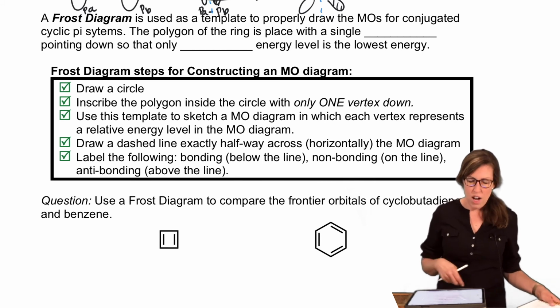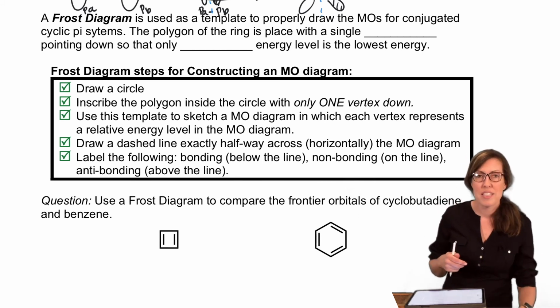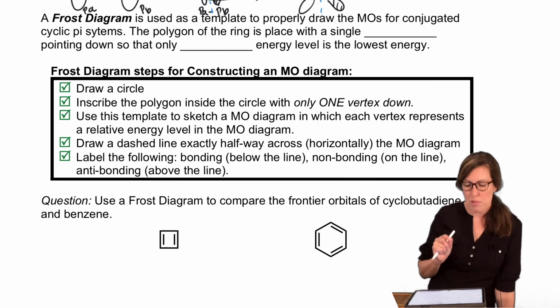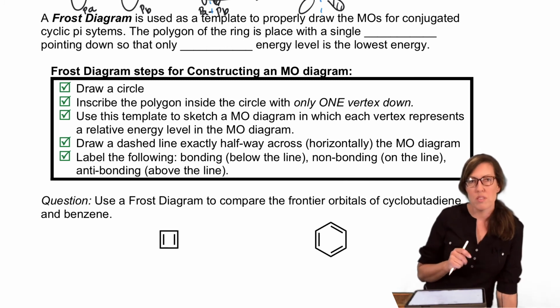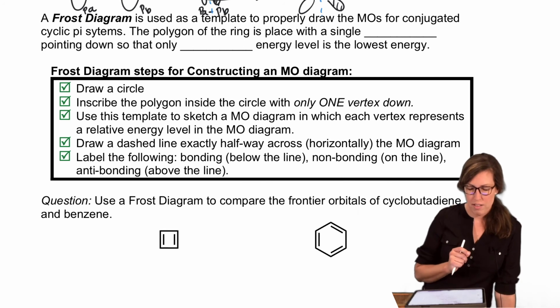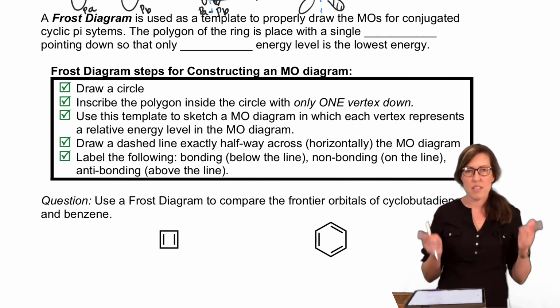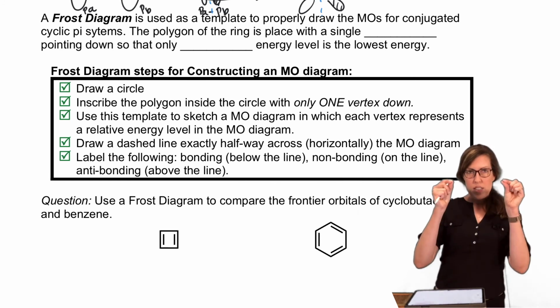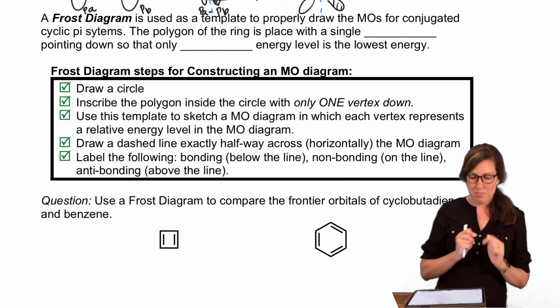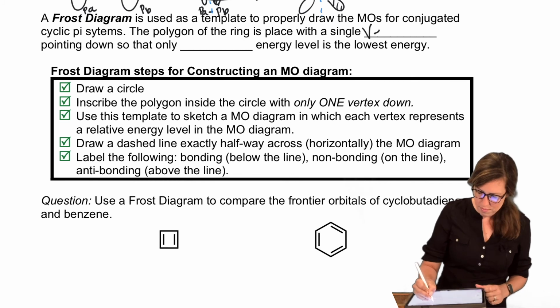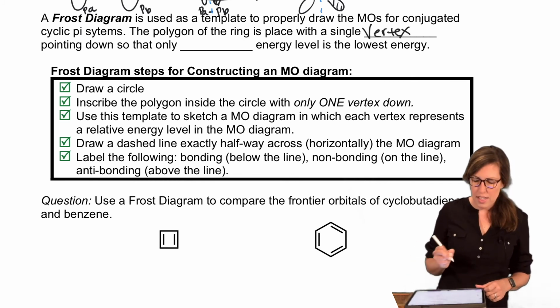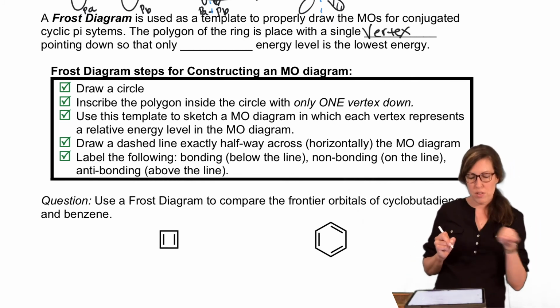Okay, so a Frost diagram is used as a template just to help us properly line up the orbitals. So it's a tool so that you can draw it properly. The rule for the Frost diagram is that the polygon, whatever ring you have, so a cyclopentane, cyclohexane, one vertex needs to point down. That's going to allow only one level to be the lowest energy level.